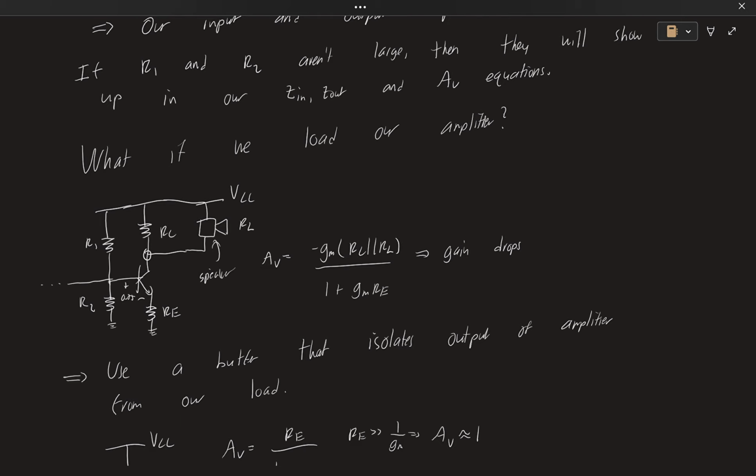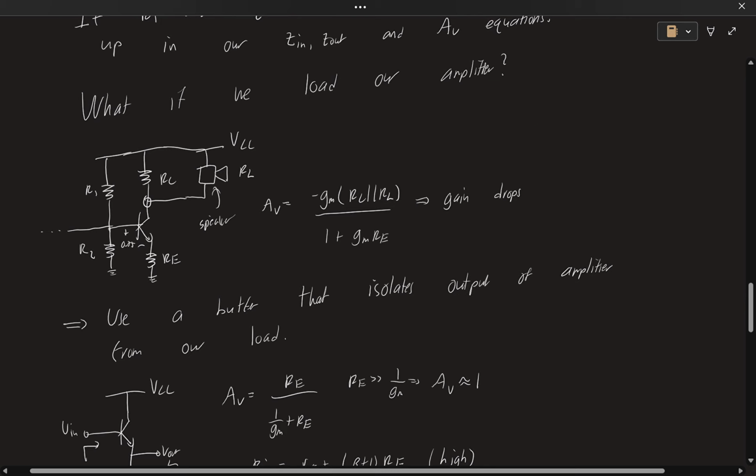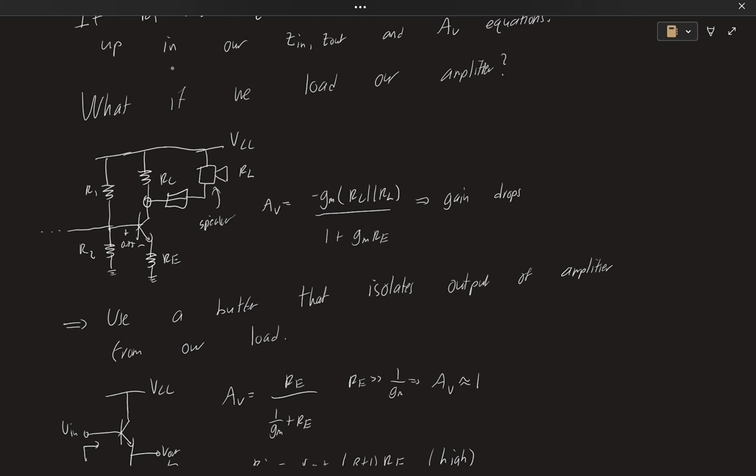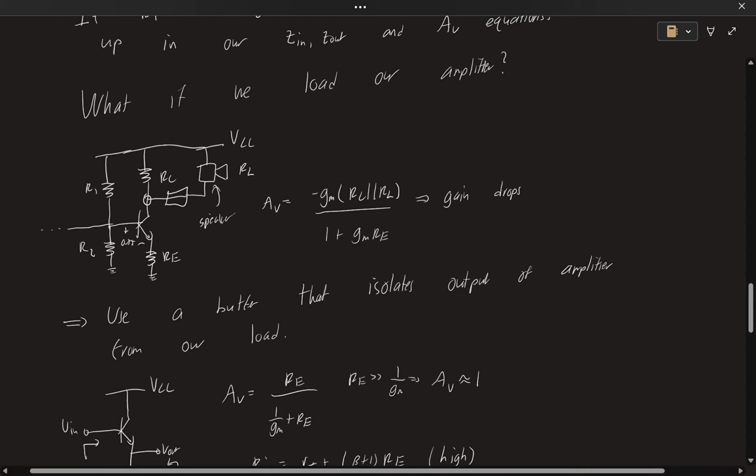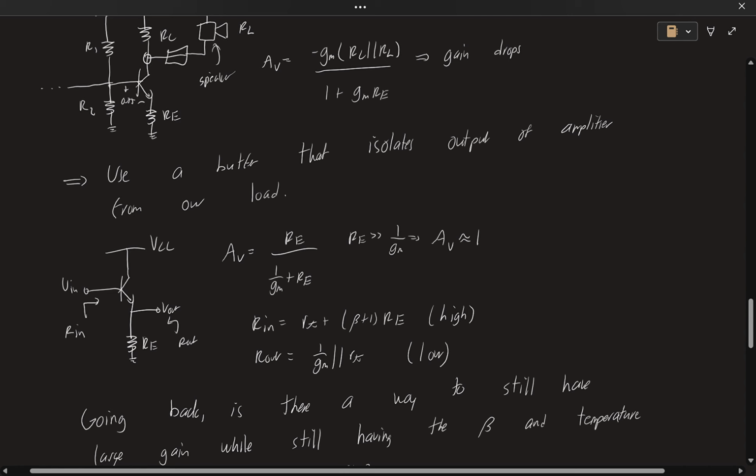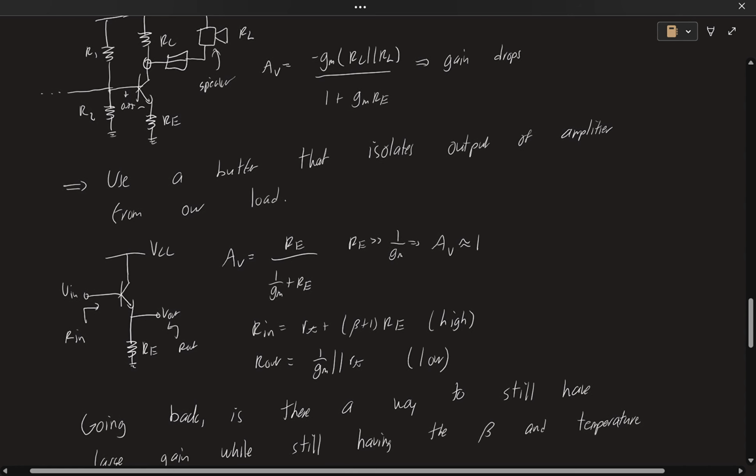So, we talked about this in lecture. We're now going to insert a buffer that isolates our output, this VC node here, from our load, our speaker. We want to use a buffer that isolates the output of our amplifier from our load. So we want to have something here that blocks this connection. We talked about a buffer, our common collector buffer here. It's a very standard topology, and we said the gain is going to be RE over 1 over GM plus RE.